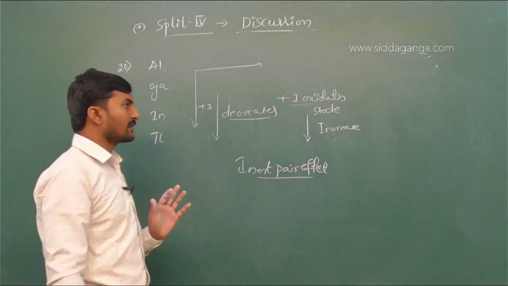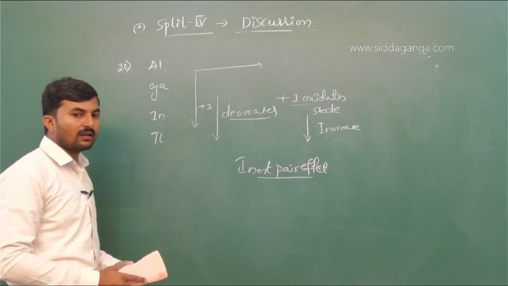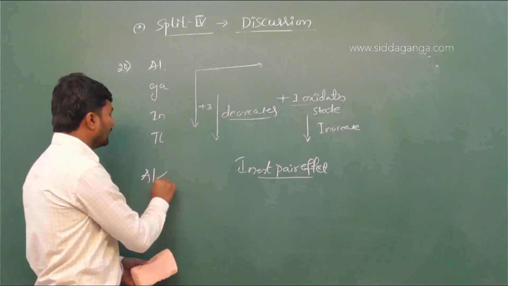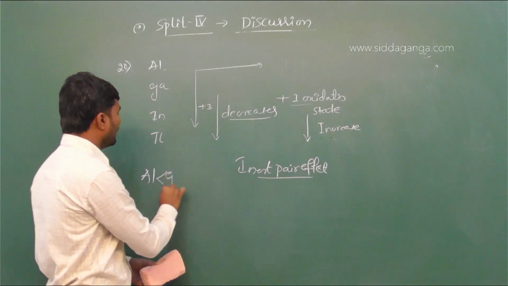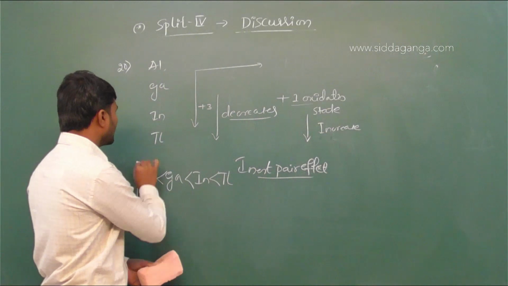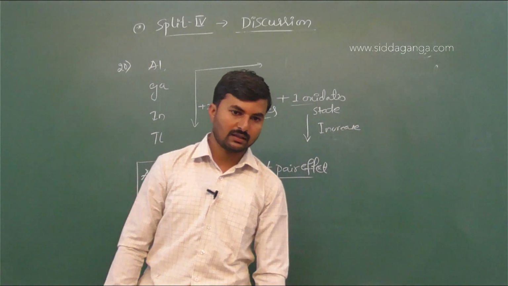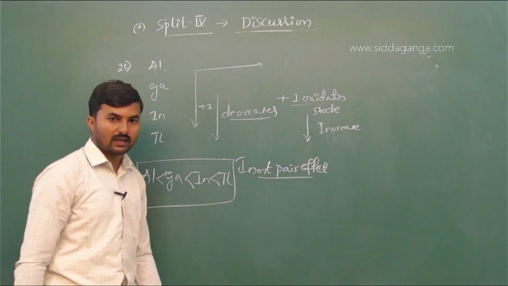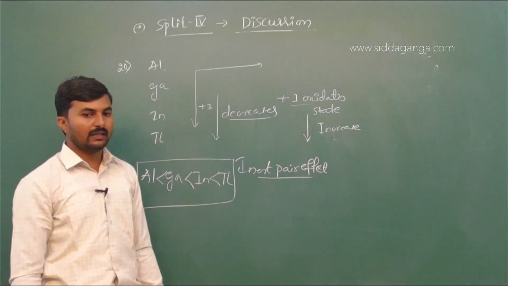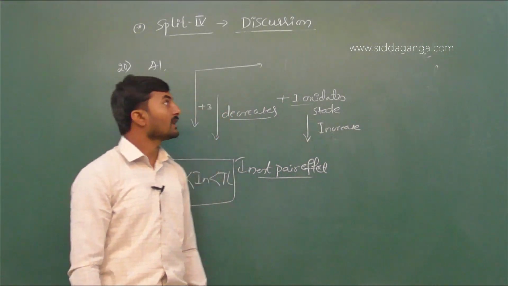increases in the sequence. That is, down the group the +1 oxidation state should increase. That is why aluminium is less stable than gallium, followed by indium, followed by thallium. This is the order of stability of the +1 oxidation state among these. So which one is correct then? Option 2 is correct: aluminium less than gallium less than indium followed by thallium. So this completes your discussion regarding split 4.